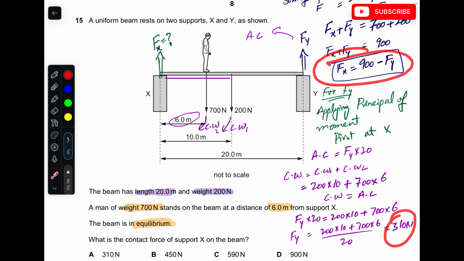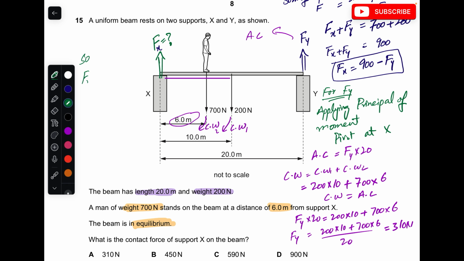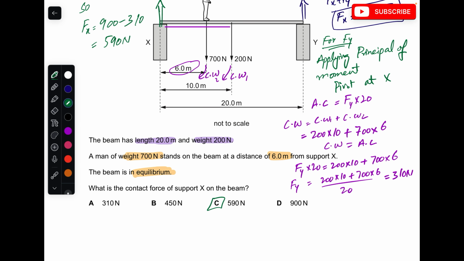Okay, now I can use this equation. I can put this value here. So Fx is equal to 900 minus 310. So this will give me 590. It's option C that is correct.